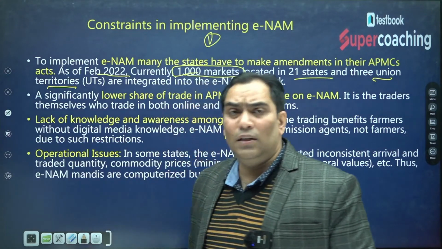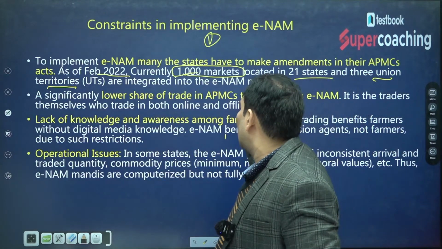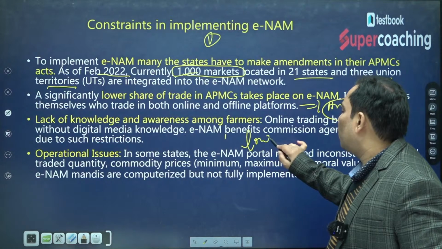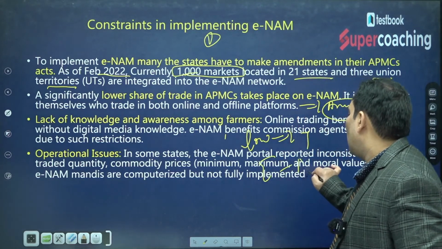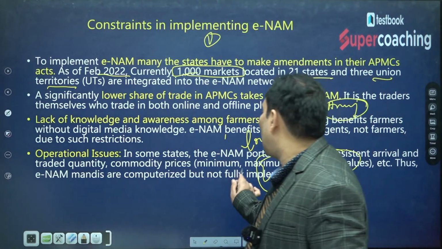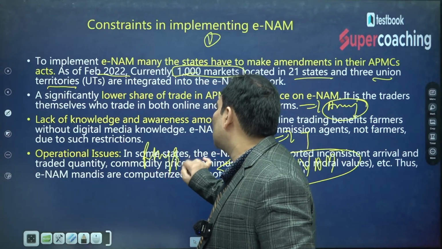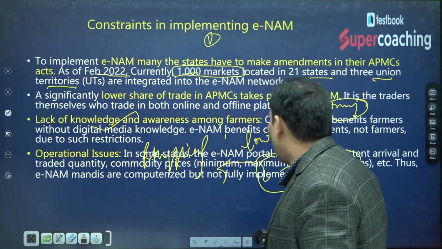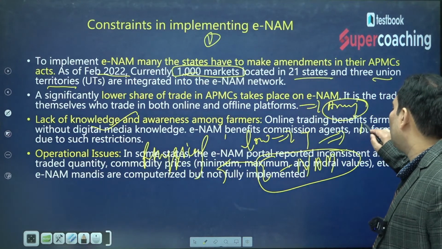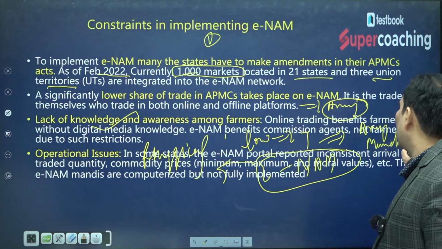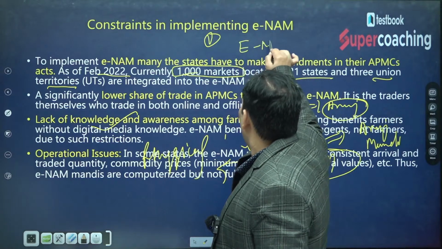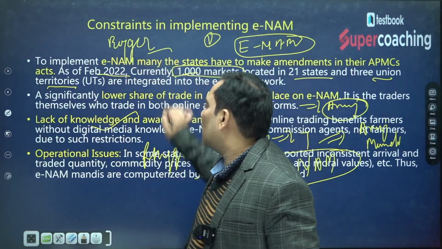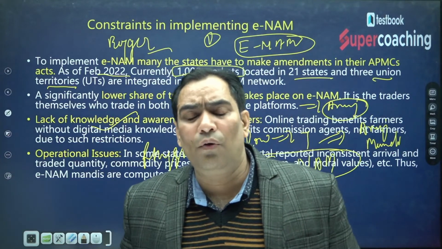Not only this, a significant amount of trade is taking place in anaj mandis, and a very low percentage of total trade is taking place through e-NAM. The farmers are still selling their produce in physical anaj mandis, and there is exploitation of farmers. Why? Because there is a lack of knowledge among the farmers. That's why they are still selling in the anaj mandis and not electronically in e-NAM. If they sell in e-NAM, they will get a bigger market. But still only a lower percentage of total trade is taking place in e-NAM.